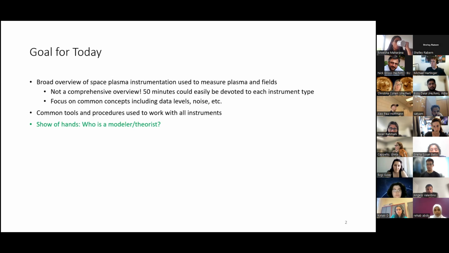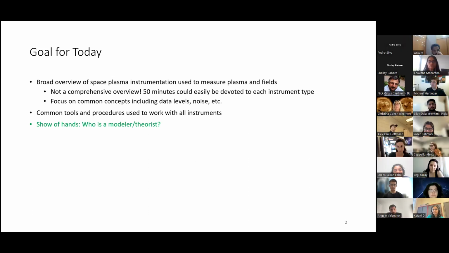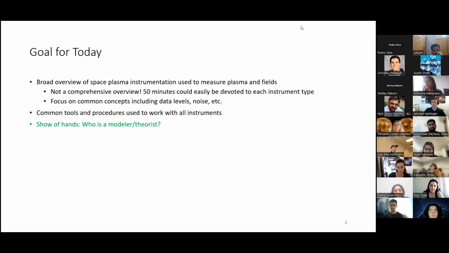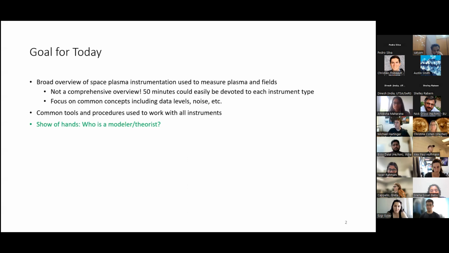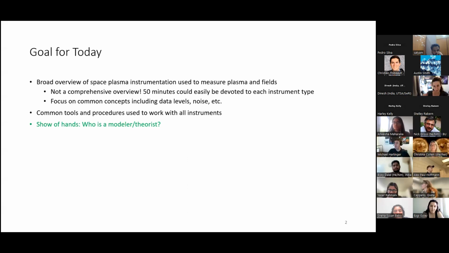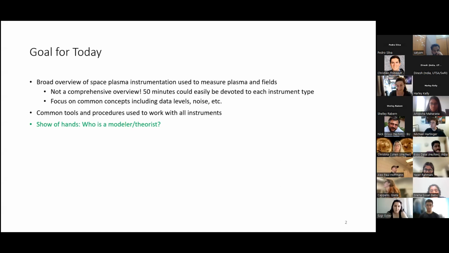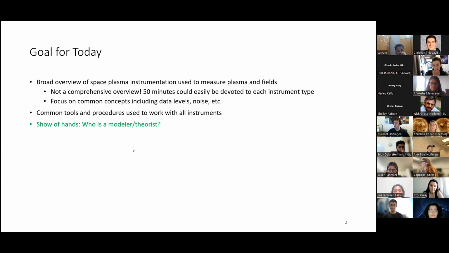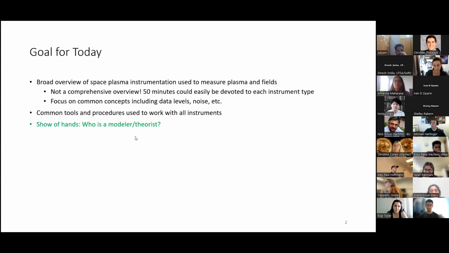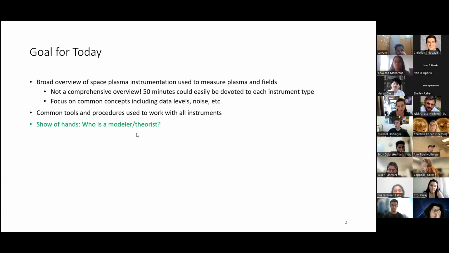So just to start off, to get a sense, how many of you would consider yourselves modelers and theorists who only kind of use data to validate your model? Okay, so a fair number of modelers. So I'll definitely try to make this talk understandable, so at least you get the broad strokes of things to be aware of with data.